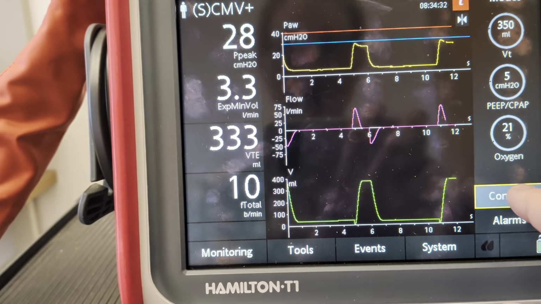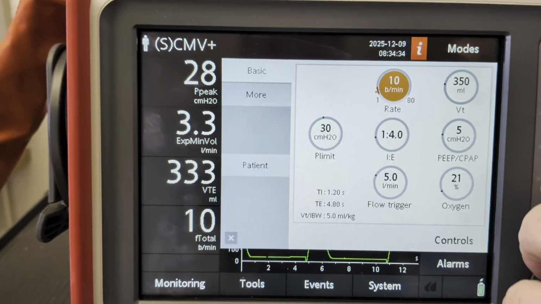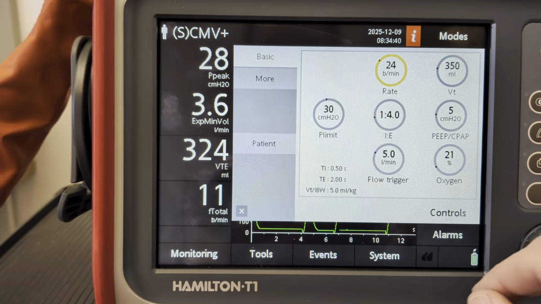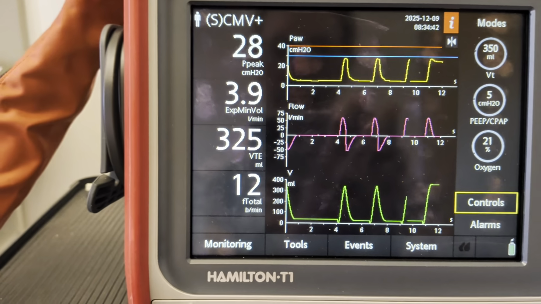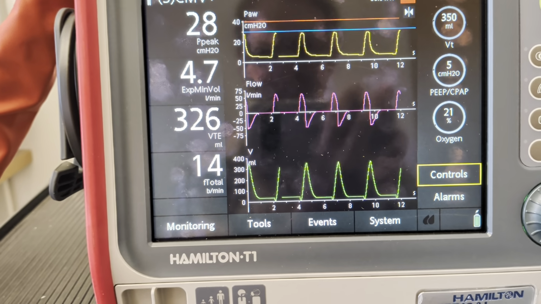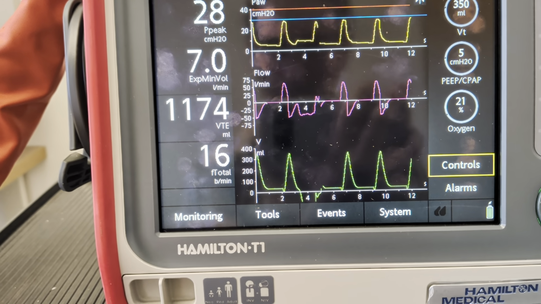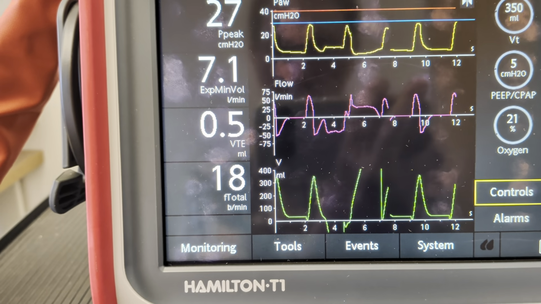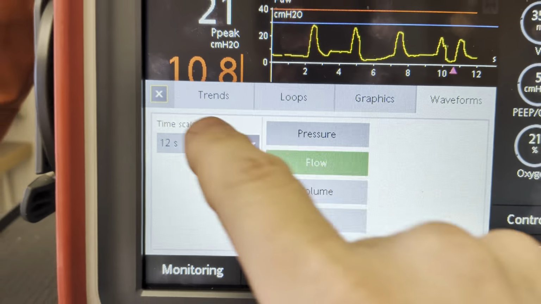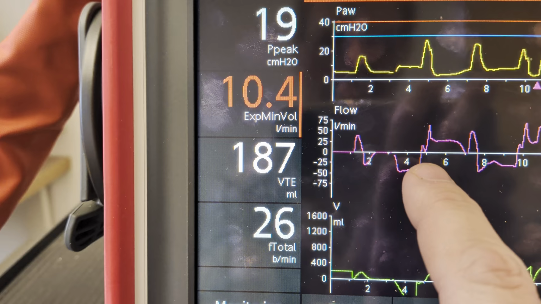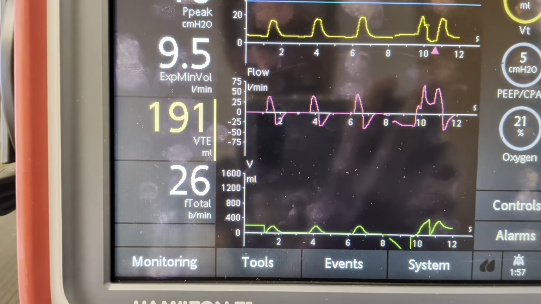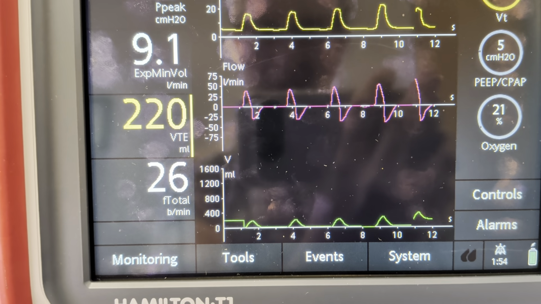So what I'm going to do is increase the respiratory rate here. That is going to make it more likely to occur. All right. And then what I'm going to do is, there you go. So you saw here, and here, you saw that inspiration began prior to the end of expiration.